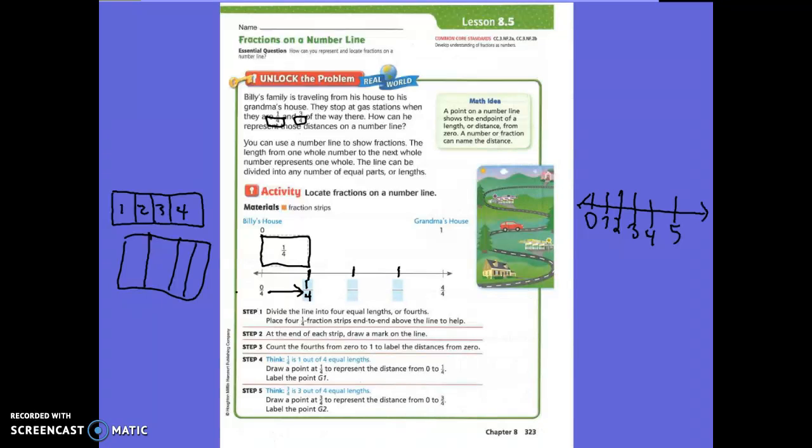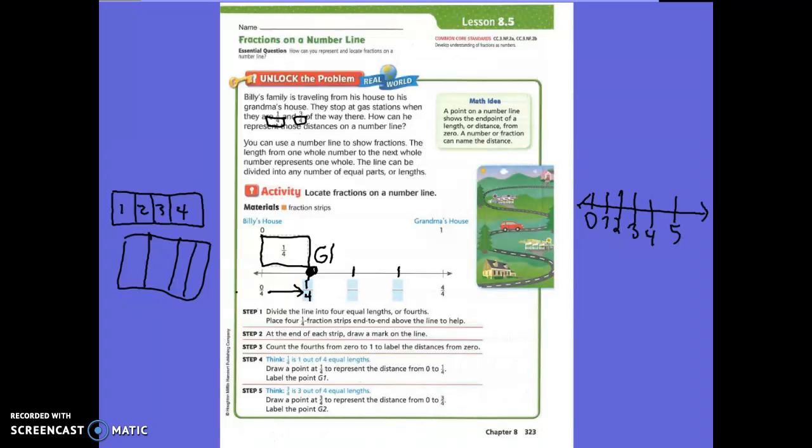Okay. Now, draw a point at 1/4, which we did, to represent the distance from 0 to 1/4. Label that point G1. So we're going to put a dot here too, and we're going to label it G1, because that's what it told us to do for 1/4. They had to stop for gas at that point because it was 1/4. Okay. Did you guys do that? You were at G1? Yeah. Okay. Now draw a point at 3/4.